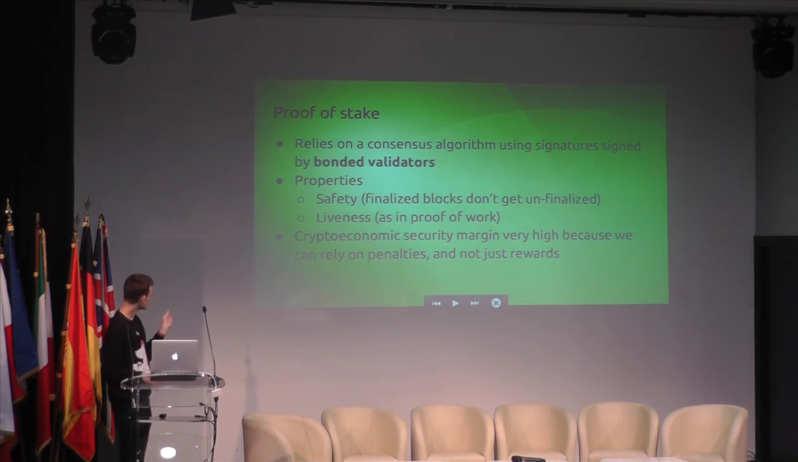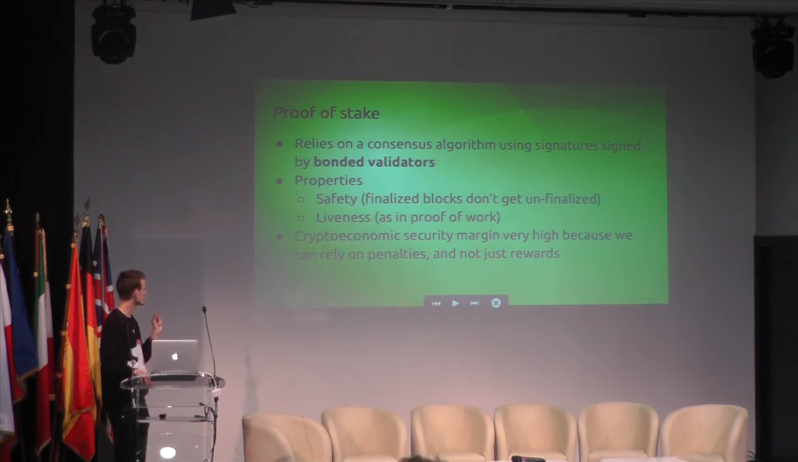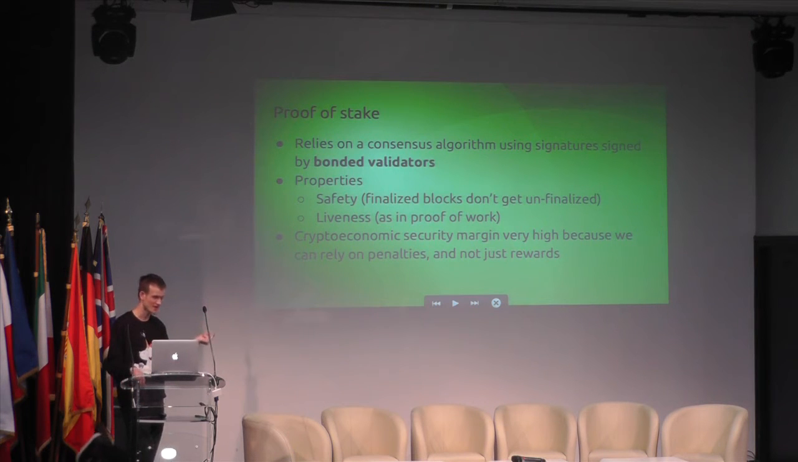So, proof of stake, in general, is a consensus algorithm that relies on signatures signed by bonded validators. Bonded validators basically means that they have in the protocol state some number of cryptocurrency tokens, and these tokens are subject to rules that say, first of all, the actors can't withdraw the tokens immediately, and second, that if the actors do things that are bad, then those tokens could potentially be the subject of penalties. So properties that you want to have: you want to have safety.